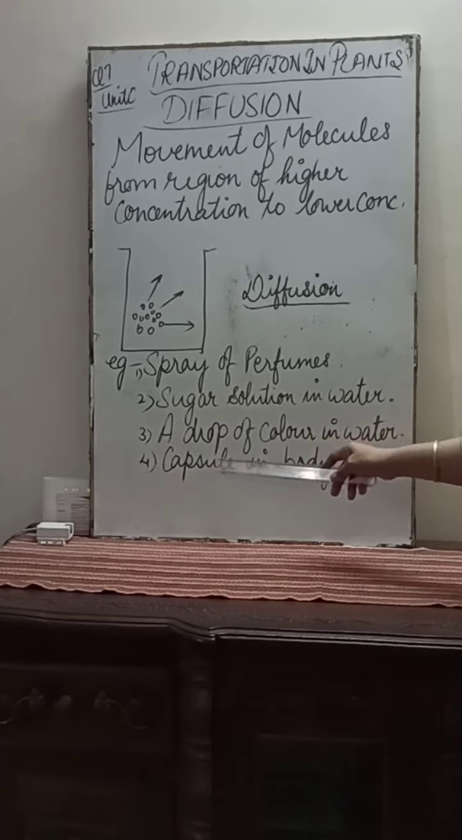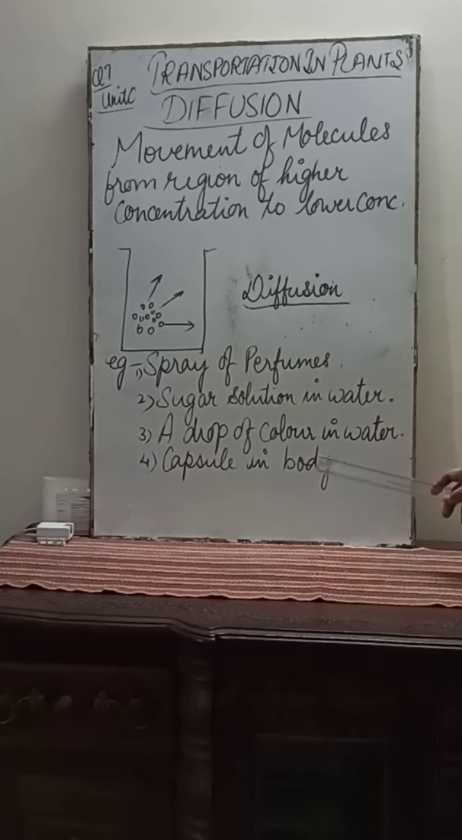The fourth is capsule in body. Now suppose we are ingesting medicine in the form of capsules. What happens after some time? It gets diffused within the cells. So this is the process of diffusion. That is, it is the movement of the molecules from region of higher concentration to region of lower concentration. So I hope you understand this process. Next we shall discuss osmosis.